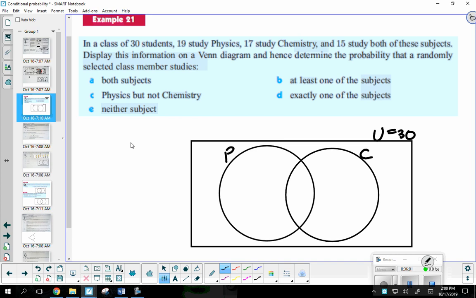So where should we start on this Venn diagram? What do we know for sure? Okay, 15 study both, so where would that go? Okay, so that's the intersection. And now we can start to branch out into either of the other two sets here. So if I take some physics, 19 minus 15 is 15. Okay.